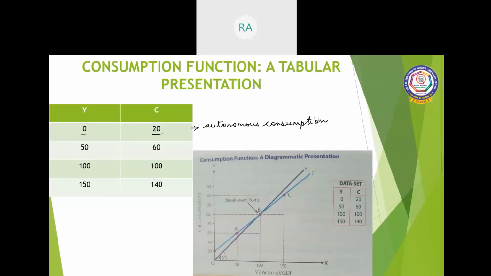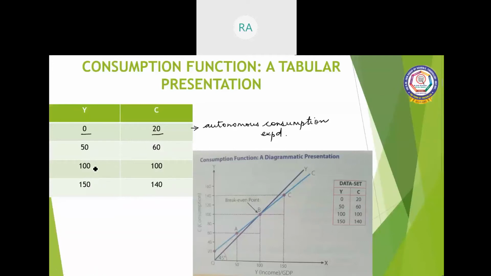Autonomous consumption expenditure. C rises in response to a rise in income. C is positively related to Y. When the income is 50, consumption expenditure is 60. And when the income has increased from 50 to 100, the consumption expenditure has also increased from 60 to 100.